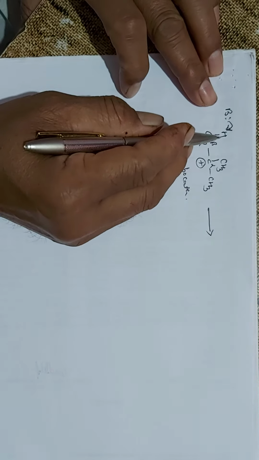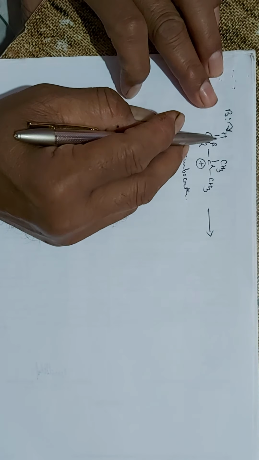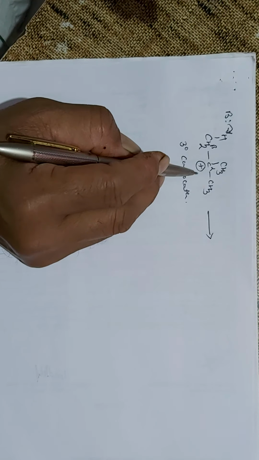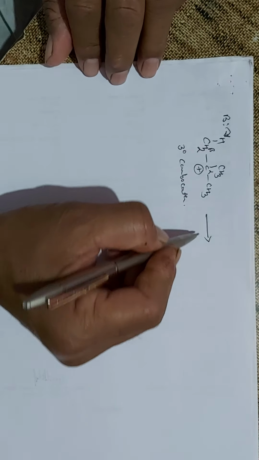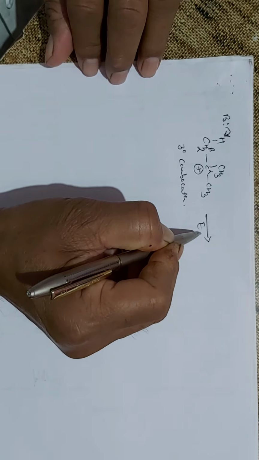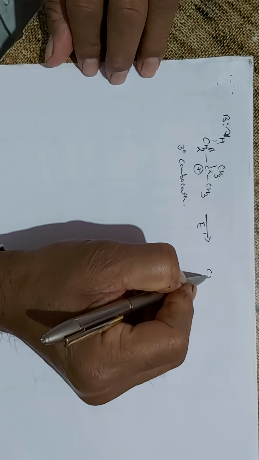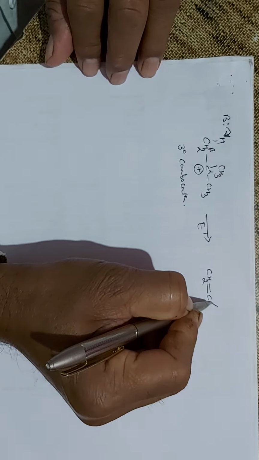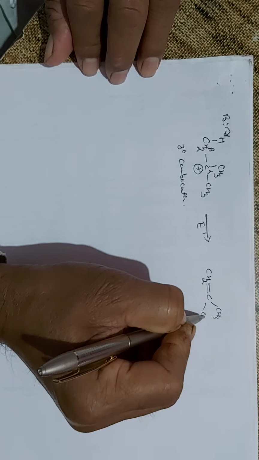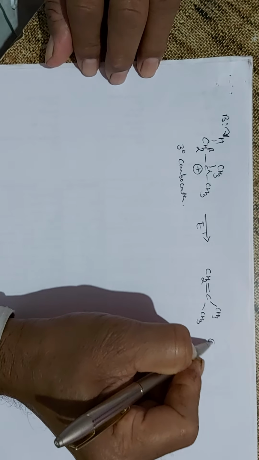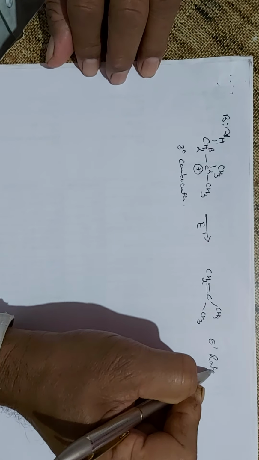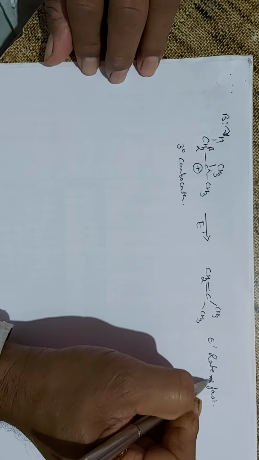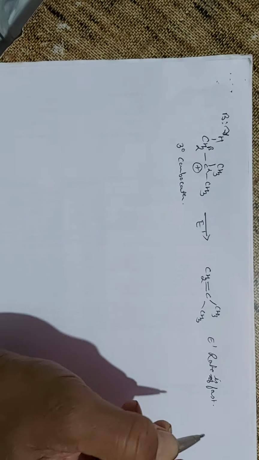So here the base abstracts the proton, and the abstraction of proton is easier than the attack of the nucleophile on the carbocation, and that's why it proceeds faster by E1. So here you are going to get CH2 double bond C, CH3, CH3, and the rate of E1 is fast.